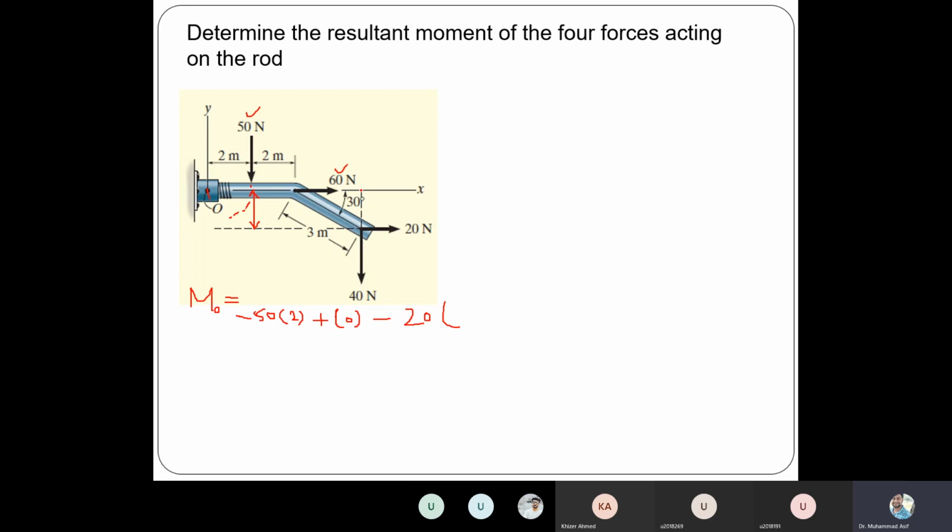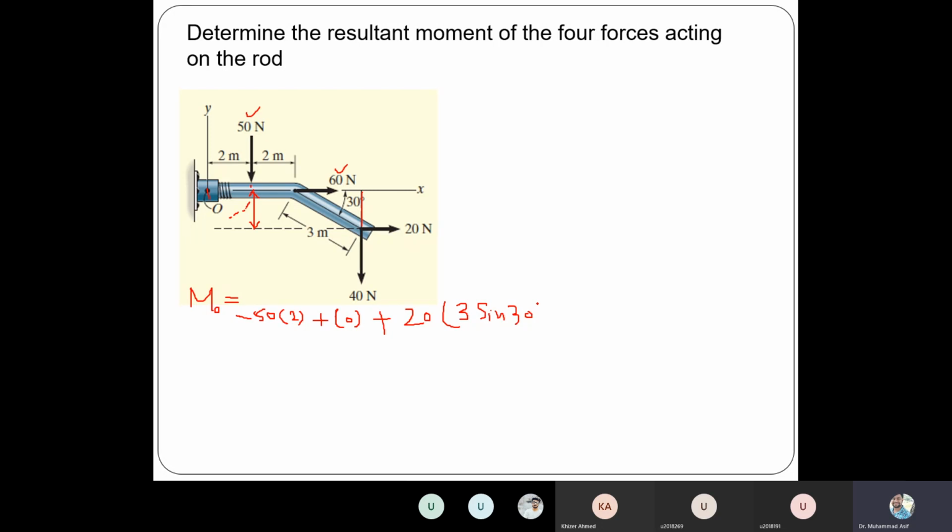What do you think? Clockwise or anti-clockwise? Anti-clockwise, sir. Anti-clockwise, because this is the moment arm. So because of that moment arm, that will be anti-clockwise, so it will be positive. So that means 3 sin 30.